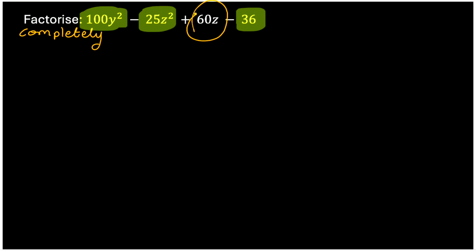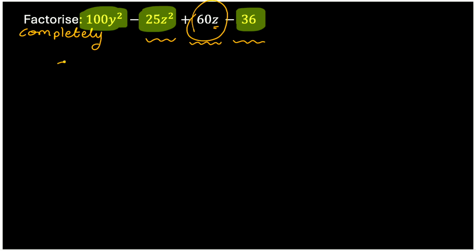60z. So there is one variable z and no other variable. Whichever variables are present in the non-perfect square, those terms will go together. So 25z square will group with 60z, and there is no other variable, which means the constant square number will also be part of this group. So these 3 terms, constant means without variable, 36. 36 is a constant and it is a perfect square. So these 3 will go in a group.